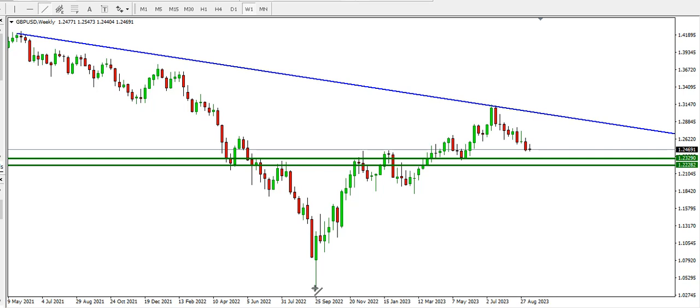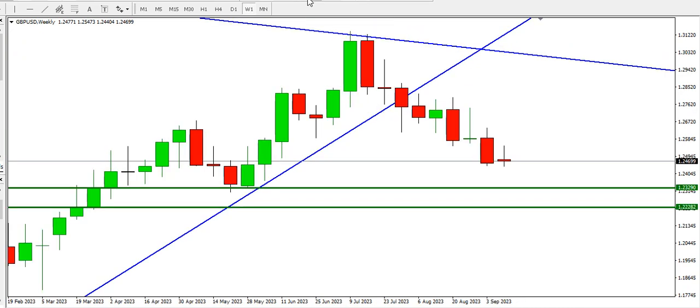Obviously, we have a breakout of this particular ascending trend line. We have the breakout around here. Price broke out, we have a retest, and the price starts to drop. As price drops, we are looking at 1.23290 as the first target. Then we have 1.22282 as the second likely target, where price might drop to. But for now, on the weekly time frame, GBPUSD is bearish.